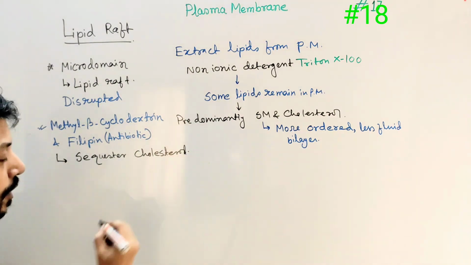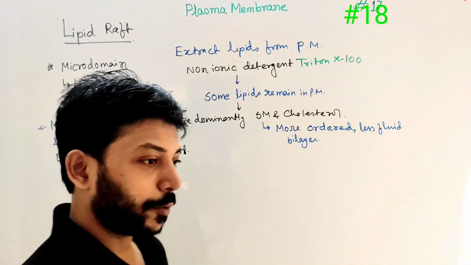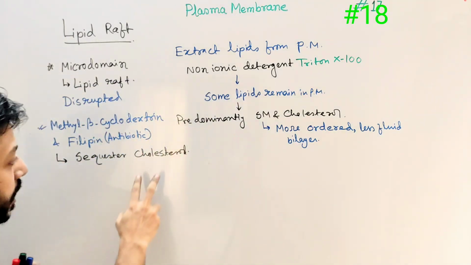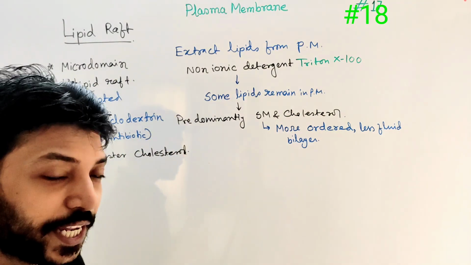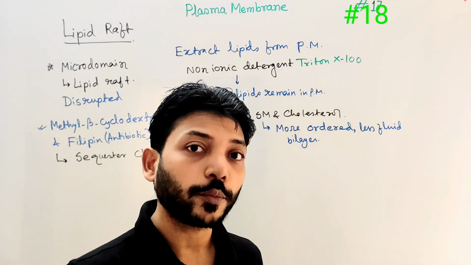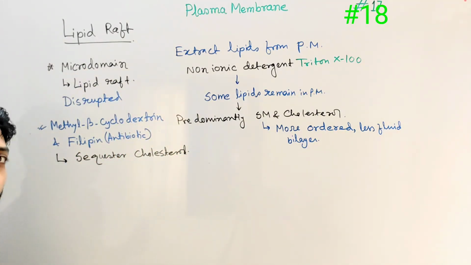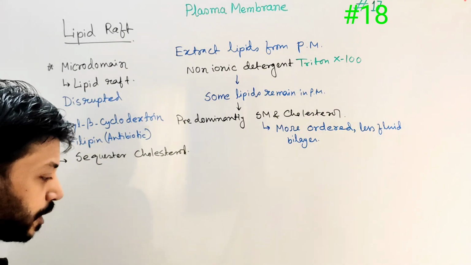Now, this experiment indicates the significance of cholesterol in maintaining the integrity of the lipid rafts. So cholesterol plays an important role in the function, or in the structure, of lipid rafts in the plasma membrane.